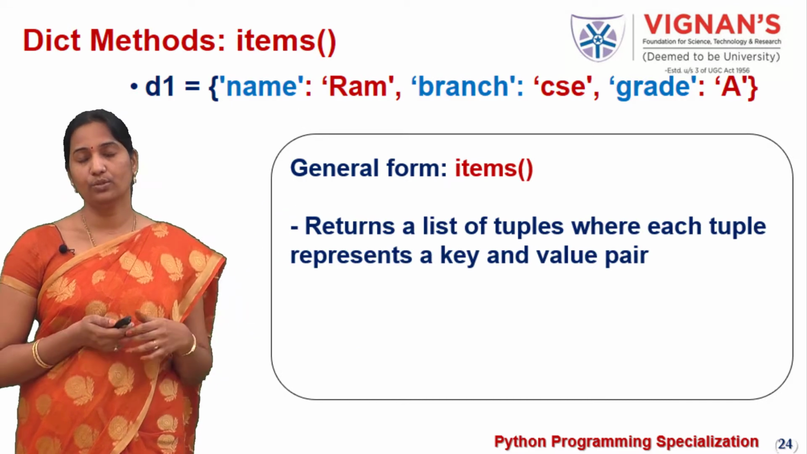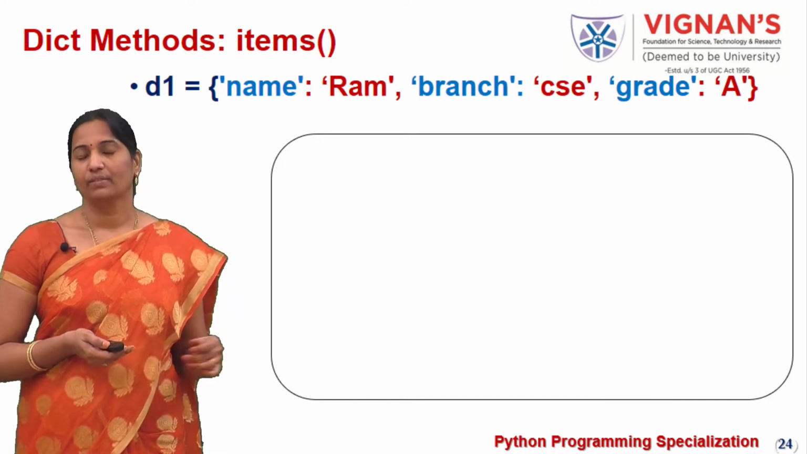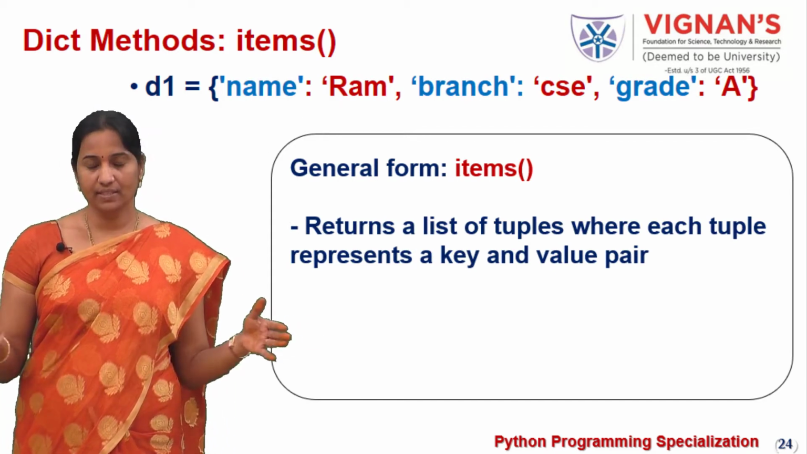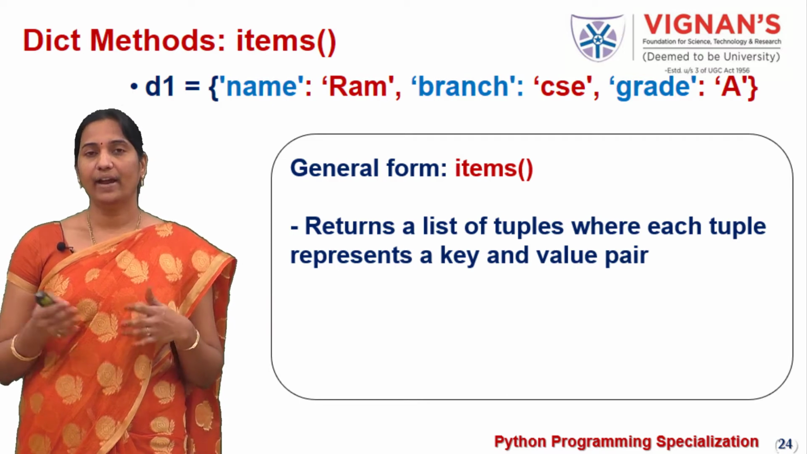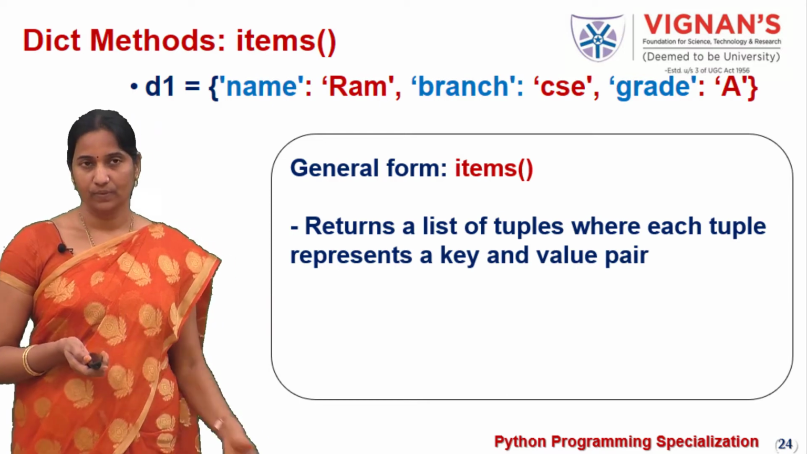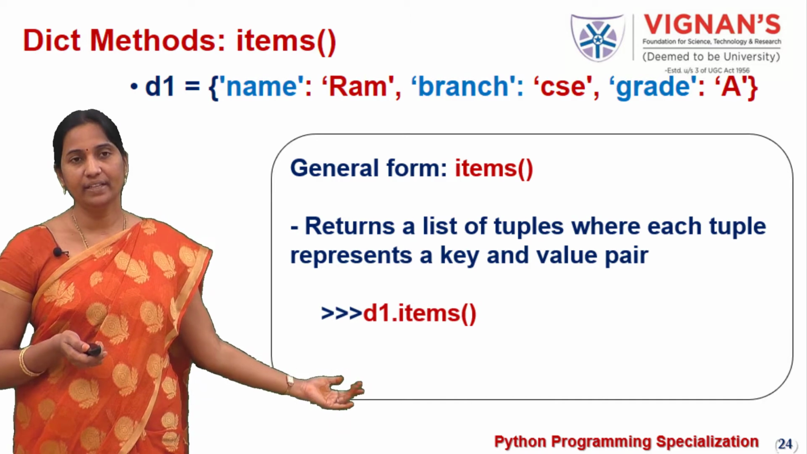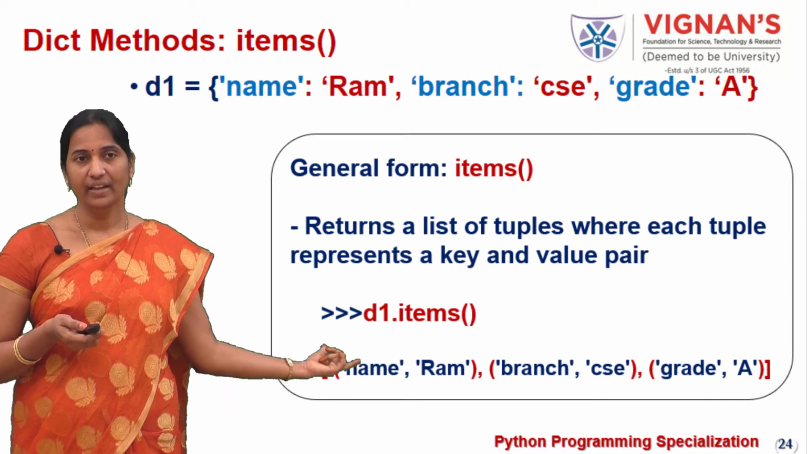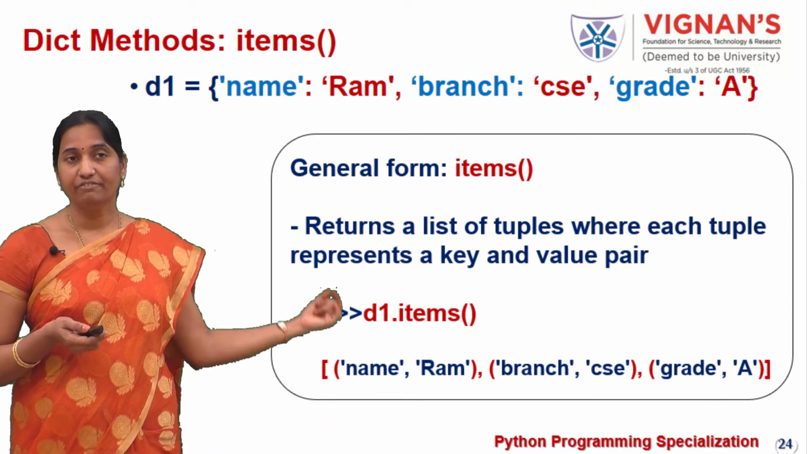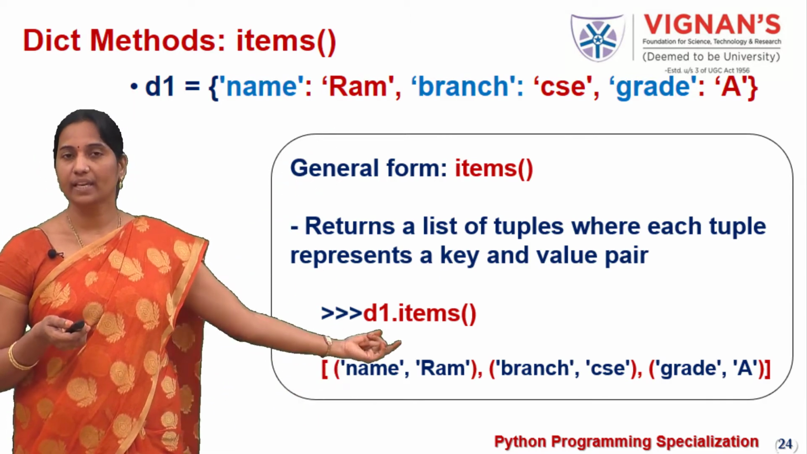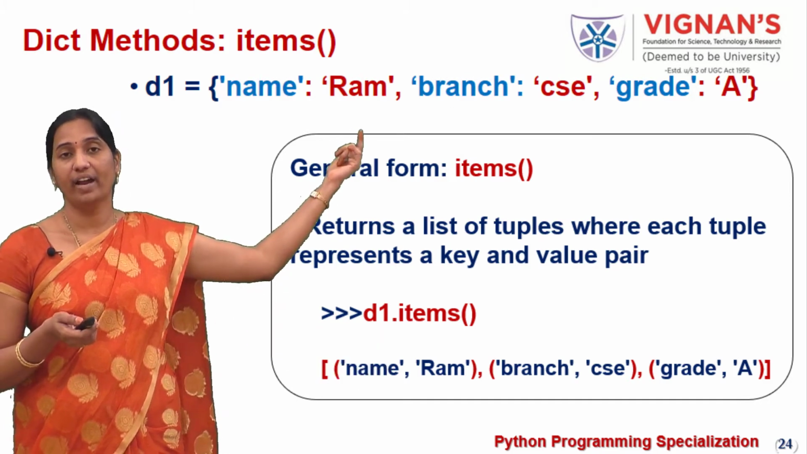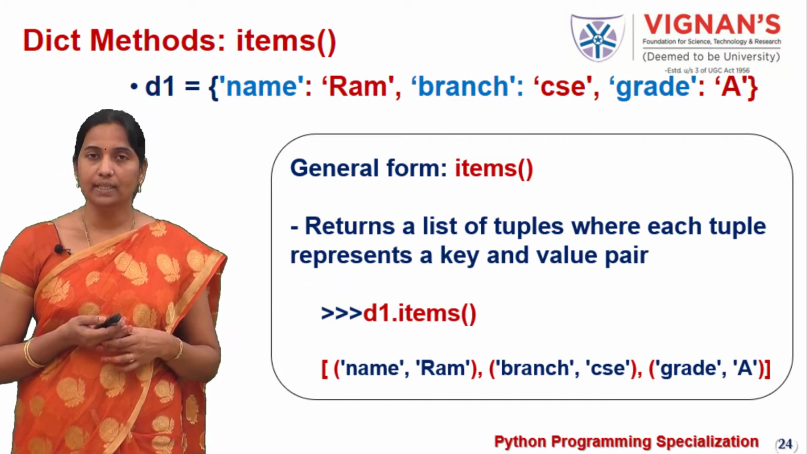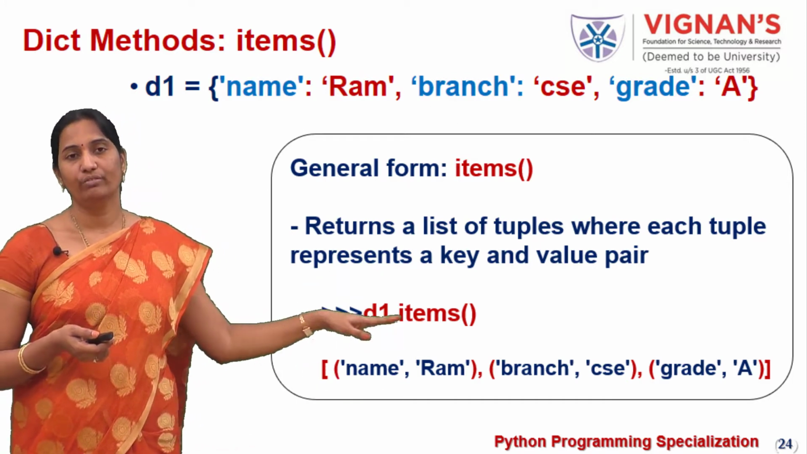Items is another useful method supported by dict, which is used to retrieve all the elements of the dictionary as a list, where the list contains key value pairs as tuples. You can see here D1 dot items, and it returns a list. You can observe the list contains elements as tuples, and the first tuple indicates the first key value pair, name and Ram. The second tuple contains the second key and value pair of the original dictionary D1. So that is how it returns all the elements as a list of tuples.